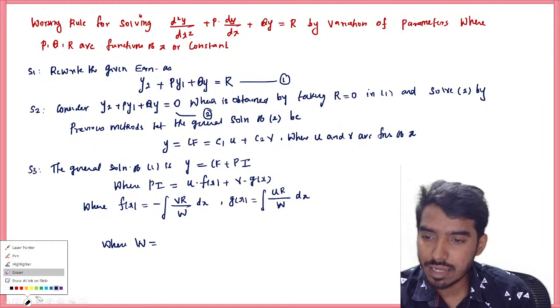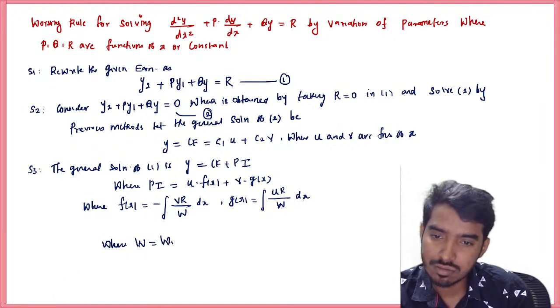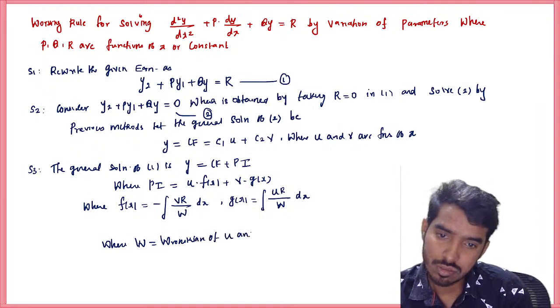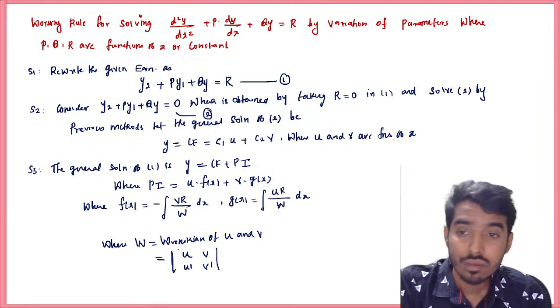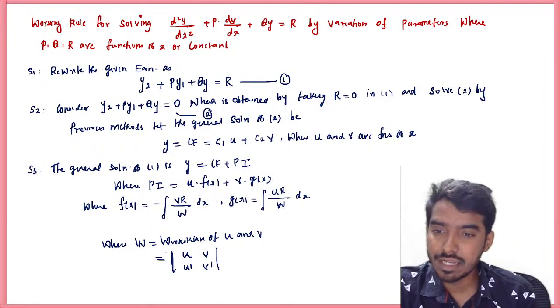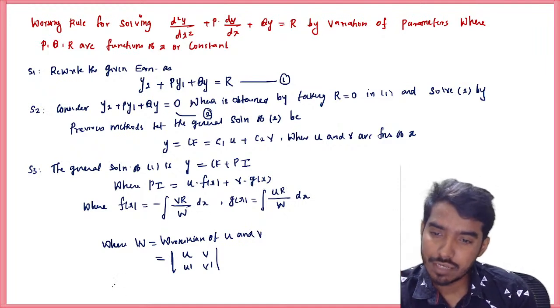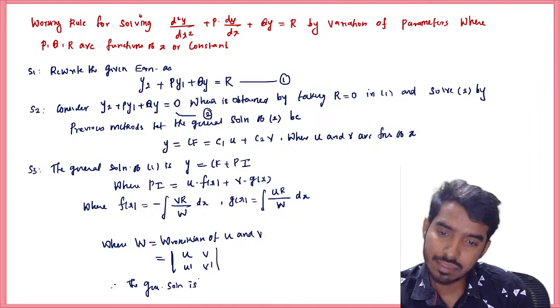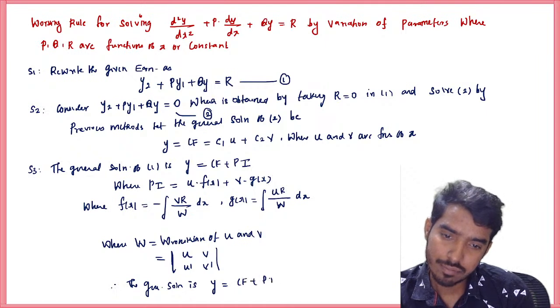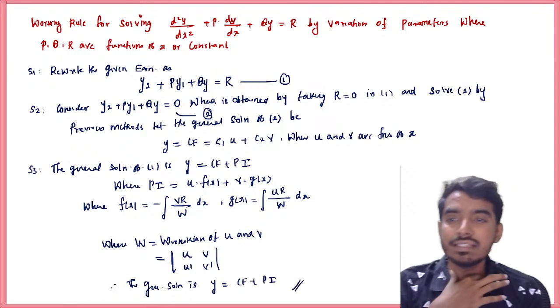Very easy, right? I'll define what is the Wronskian of two functions. Wronskian of u and v is the determinant of u, v, u dash, v dash. Expand this determinant, you will get w. That's it. So this is the general solution. Therefore the general solution is very simple. If you understand this single slide, you can do any problem. CF plus PI, so very easy.